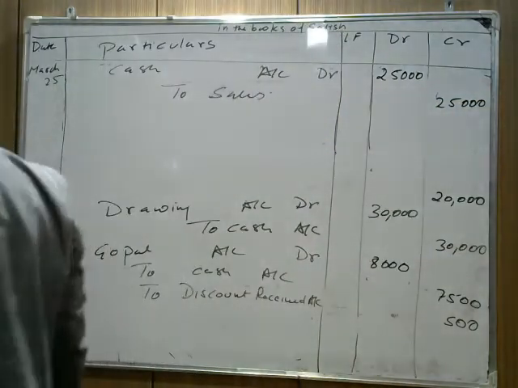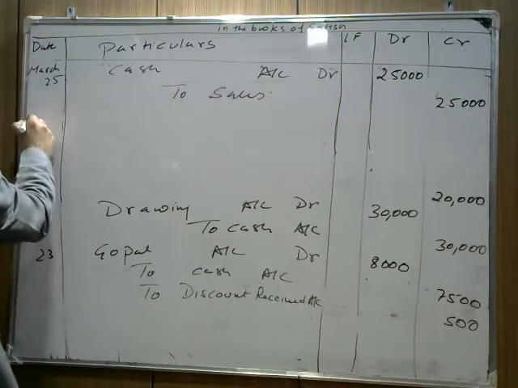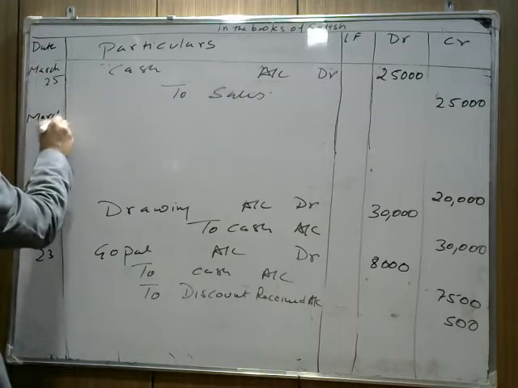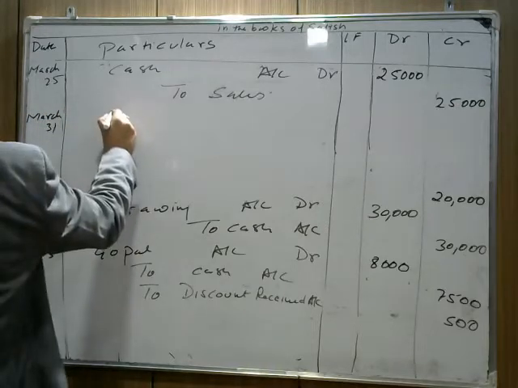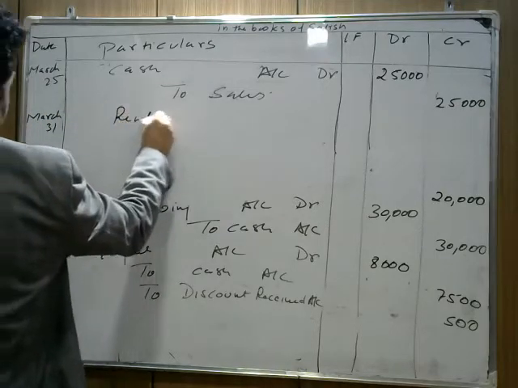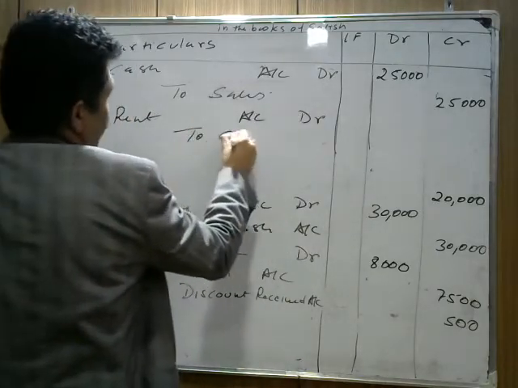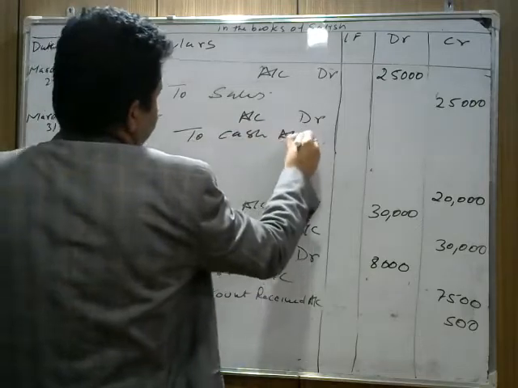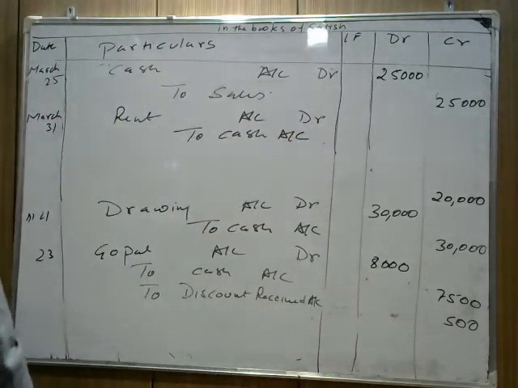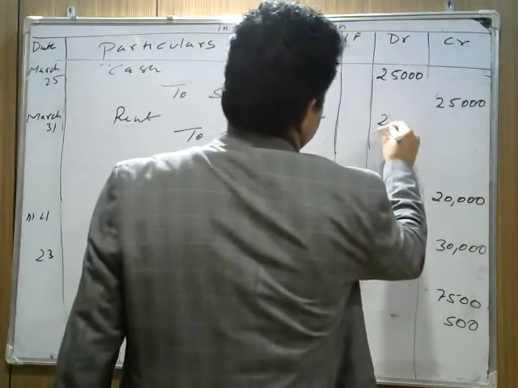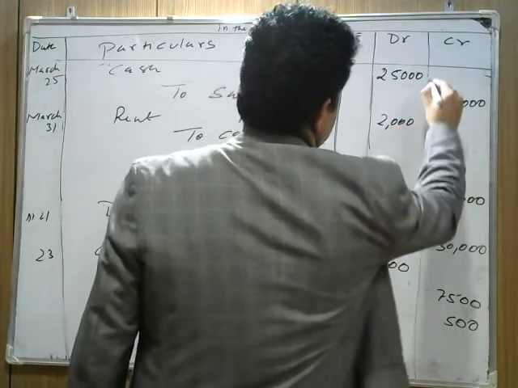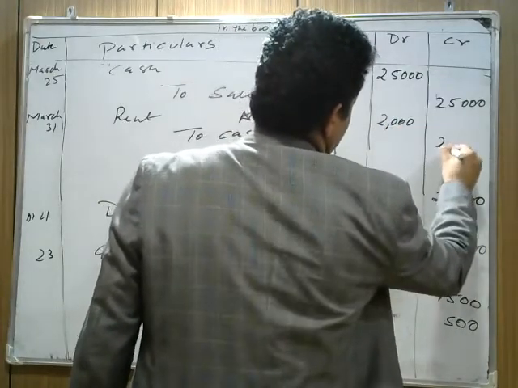So I'm writing 25,000 here. Next is on March 31st we paid rent. So simply, all expenses are debited. We write rent account debit to cash account, and the amount is 2000. We write 2000.